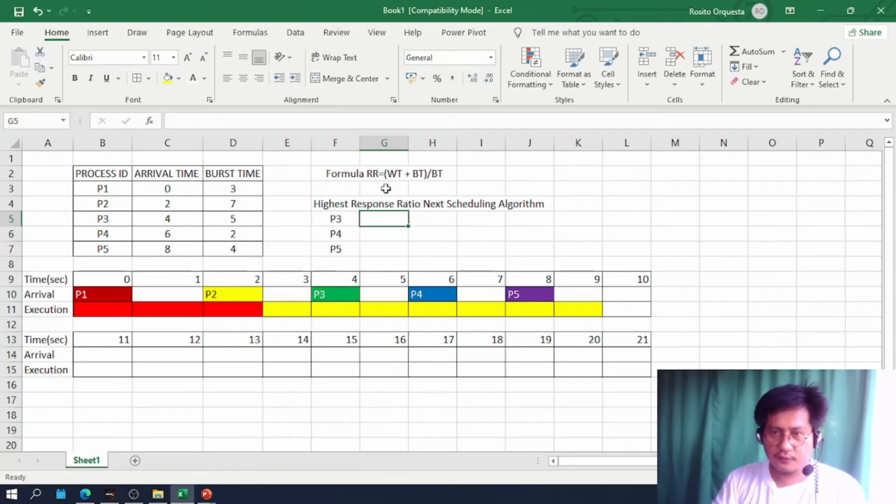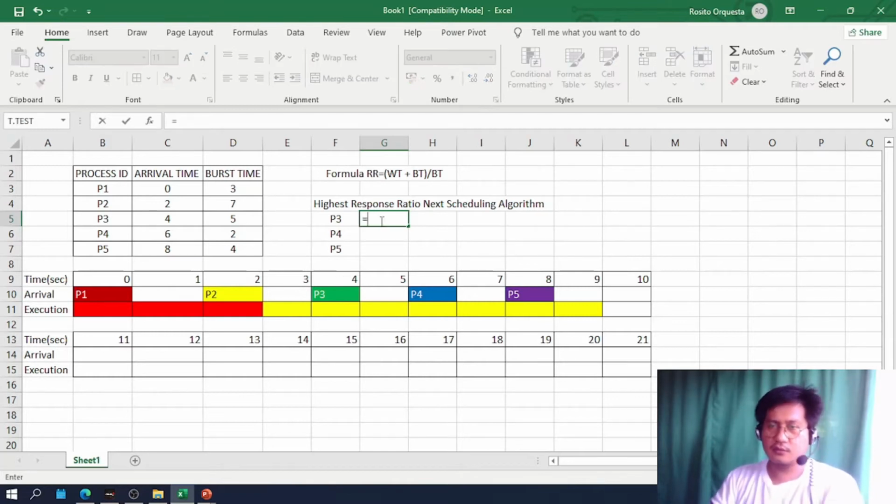Okay, so the formula is response ratio equals waiting time plus the burst time, then divided by its own burst time also. Since this is Excel, we are going to put the equal sign first, and as you can see in the unfinished Gantt chart, we are now at around time 10. So we're going to put 10 here.